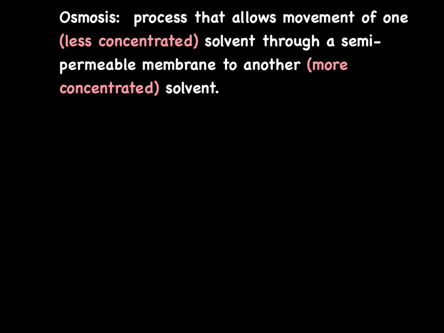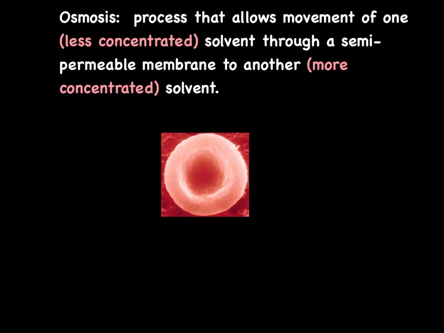The number of particles in a solution also affects many biological systems. Osmosis is a process that allows the movement of solvent from a less concentrated solution through a semi-permeable membrane to a more concentrated solution. One example is red blood cells. This is a normal red blood cell. It's at equilibrium with the fluid surrounding it.